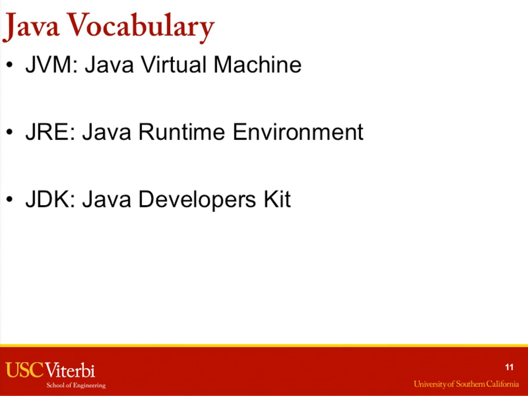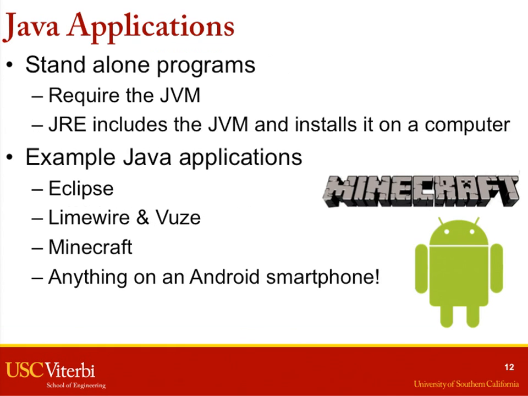Okay. Here's some vocabulary you need to know for Java. JVM is Java Virtual Machine, JRE is Java Runtime Environment, and JDK is Java Developer Kit. So if you're a developer, you want the JDK. If you just want to run something, like in a web browser, it just has the Java Virtual Machine, JVM. So if someone says the JVM, the JRE, JDK, you'll know what that is.